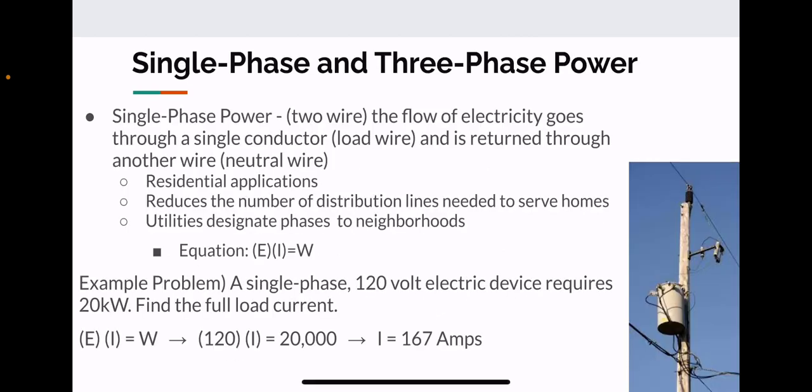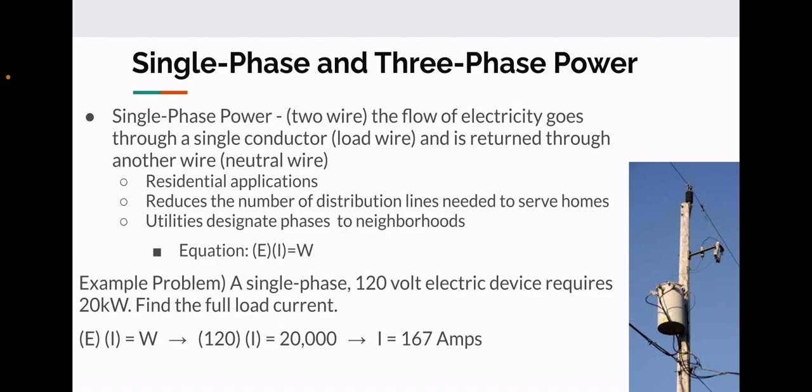But moving on, we're now going to talk about single-phase power and three-phase power. So whenever you have these alternating currents going through the lines, you're going to have two different types. The first is single-phase. This is when you have two wires and the flow of electricity goes through a single conductor, that first wire that we're going to call the load wire, and then it is returned through another wire, which is going to be the neutral wire, because we need a full circuit. This is normally used for residential applications, and the reason for that is because it's a lower voltage than the one we're going to talk about next.